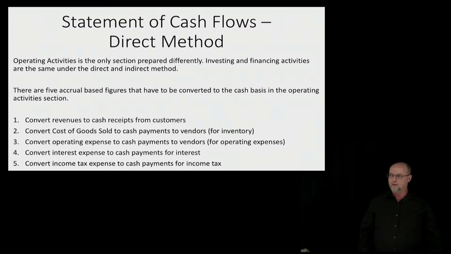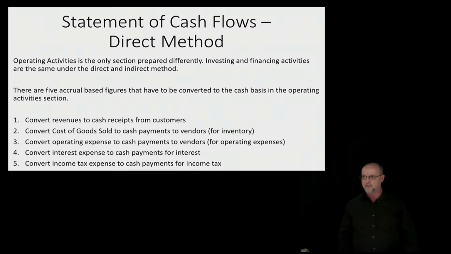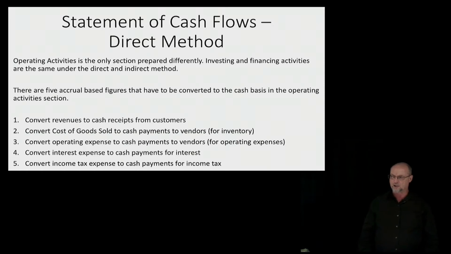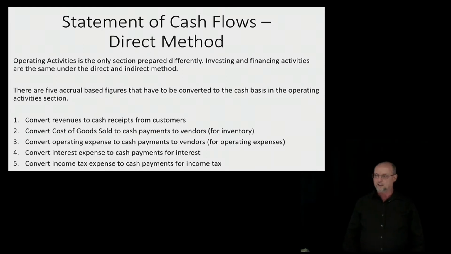There are 5 accrual-based figures that have to be converted to the cash basis in the operating activities section. We have to convert revenues to cash receipts from customers. We have to convert cost of goods sold to cash payments to vendors, and we'll assume that is for inventory. Convert operating expenses to cash paid to vendors for operating expenses.